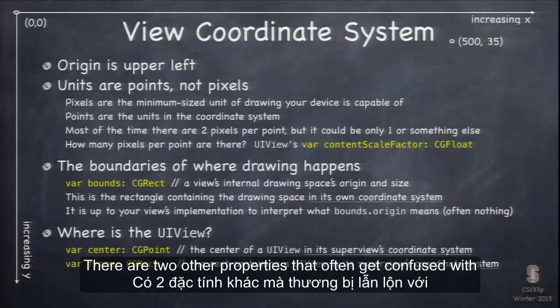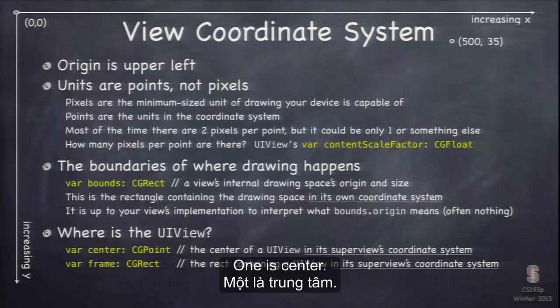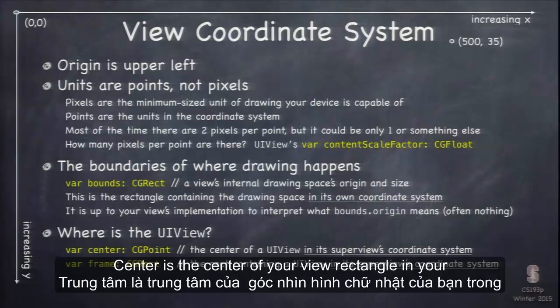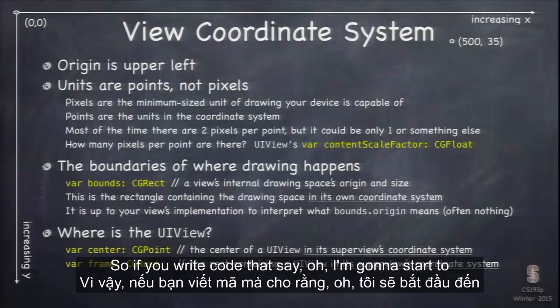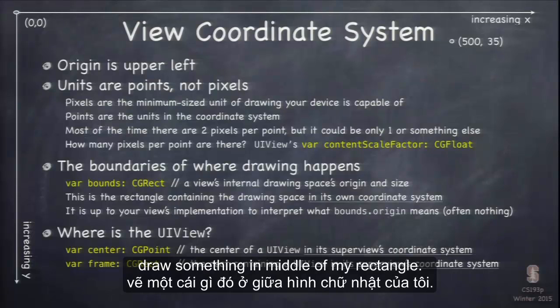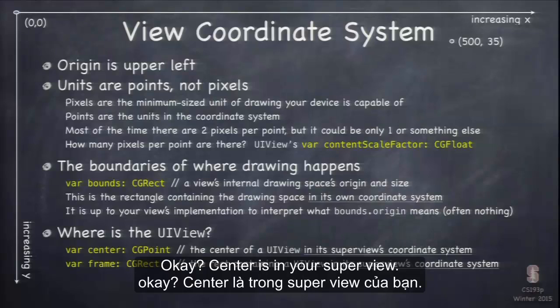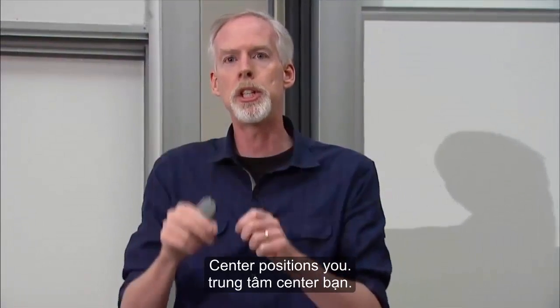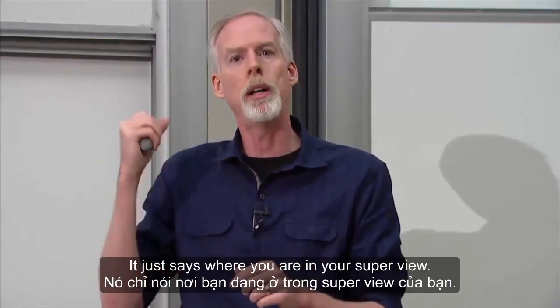There are 2 other properties that often get confused with bounds, but don't let this happen to you. One is center. Center is the center of your view rectangle in your super view's coordinate system, not in yours. So if you write code that says, oh, I want to start drawing something in the middle of my rectangle, I'll get center. That's wrong, okay? Center is in your super view's. Center positions you. It has nothing to do with how you draw. It just says where you are in your super view.